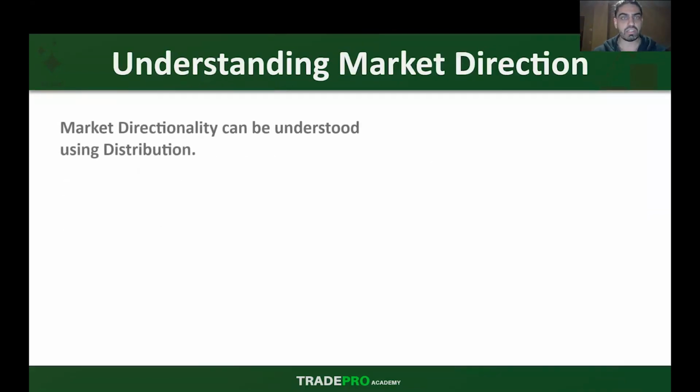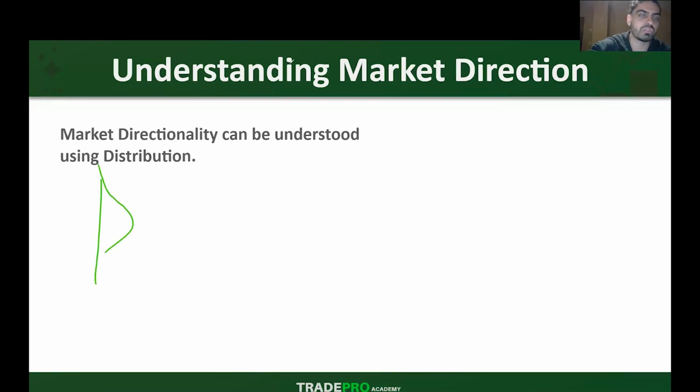Market directionality can be understood by using distributions and distribution theory. Remember yesterday, we had talked about how prices tend to move from balance to imbalance, right? You have a balanced area, which is what we would call a distribution, and price has found its home there, right? Price is very happy about that. It's having a good time, right? It's nice and warm.